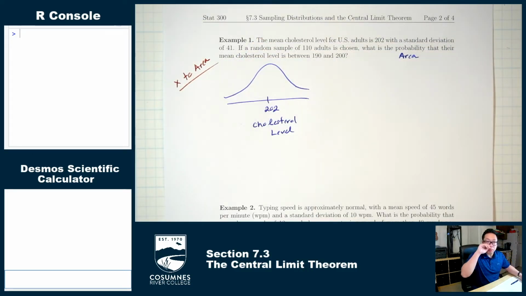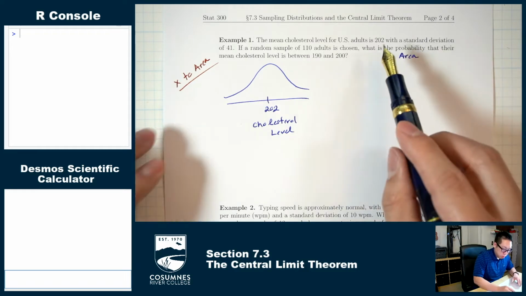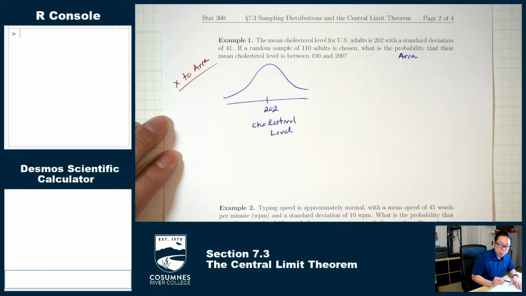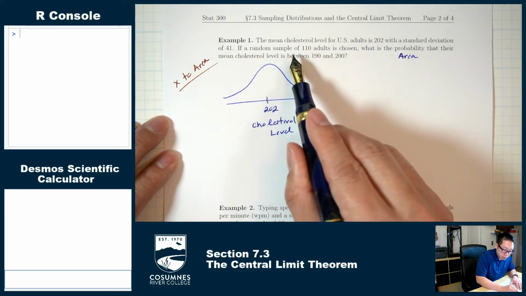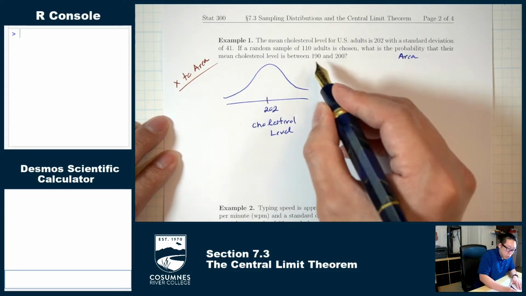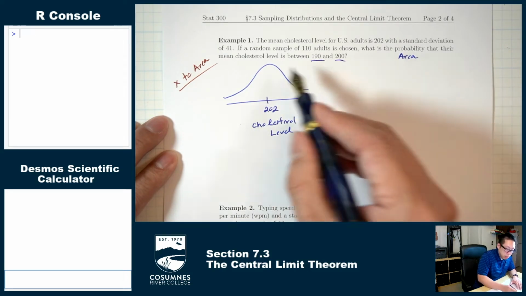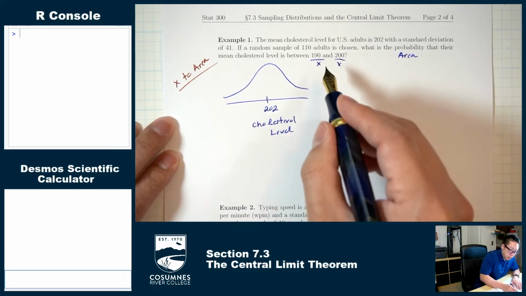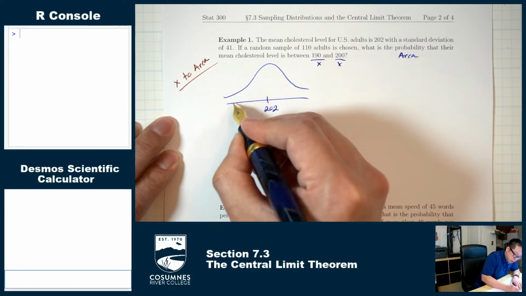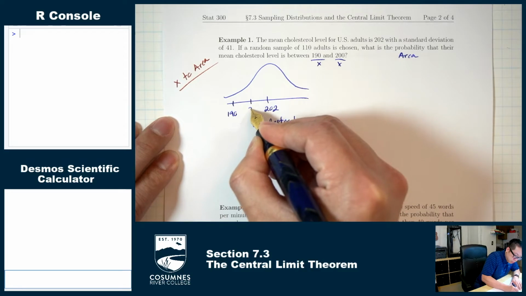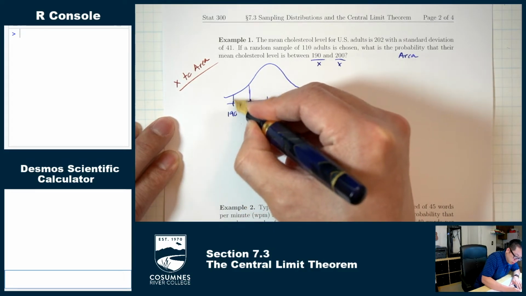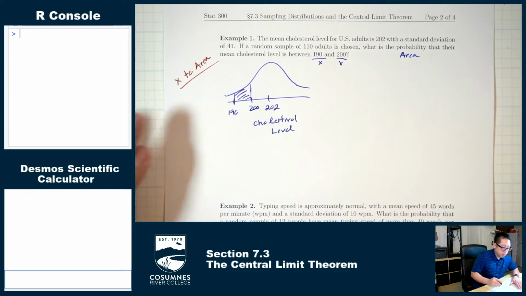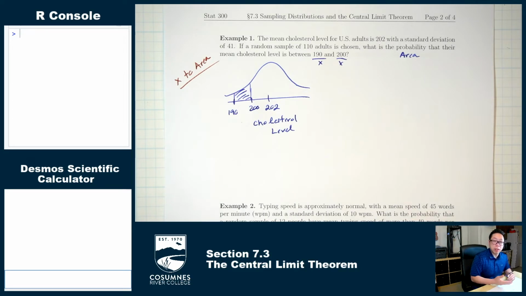And now let me put the rest of the numbers on this picture. 202 is the mean. We put it already on the picture. 41 is the standard deviation. You don't put that on the picture. 110 is the sample size. We're going to worry about that a little bit later. 190 and 200, these are cholesterol levels, right? So these are actually my x's. These should go on the x-axis. 190 and 200 are both on the left side here. I want between, so I'm looking for the area between. So this is an x to area, and I'm looking for the area between.